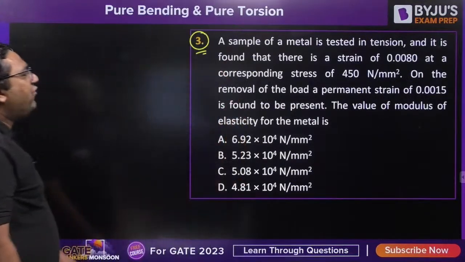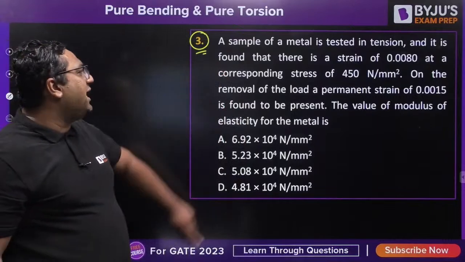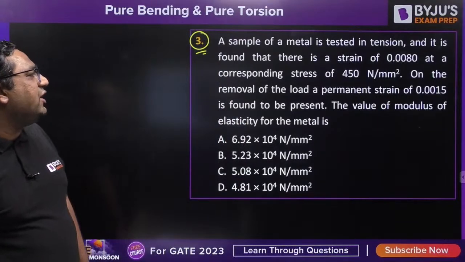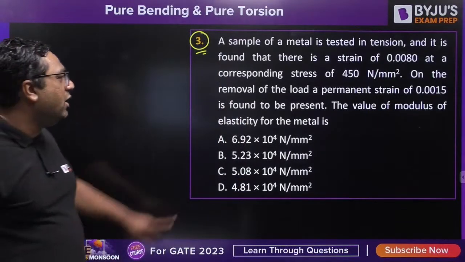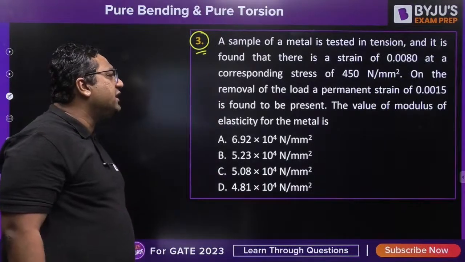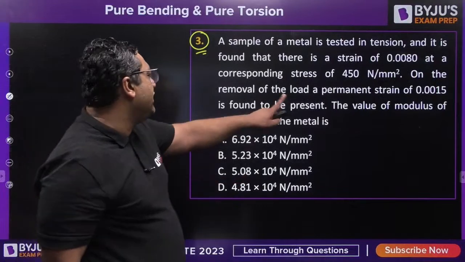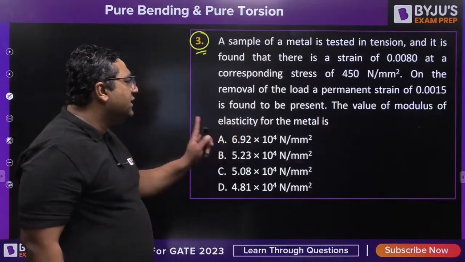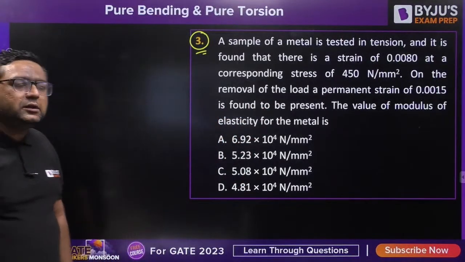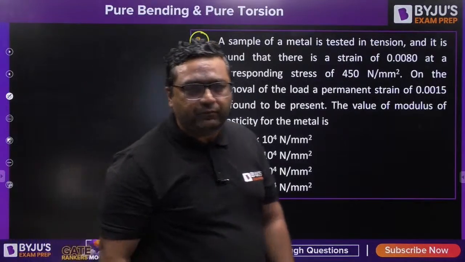A sample of a metal is tested in tension and it is found that there is a strain of 0.0080 at a corresponding stress of this. On the removal of the load, a permanent strain of this is found to be present. The value of modulus of elasticity.